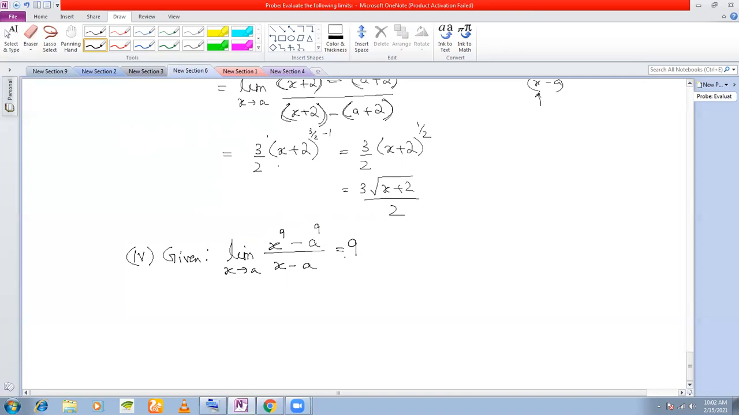Okay, so here this is the given limit, and you need to find out the value of a. Clearly, limit x tends to a of (x to the power of 9 minus a to the power of 9) by (x minus a) is a standard limit. Therefore, you can write this as n a to the power of n minus 1. So n is 9. 9 times a to the power of 9 minus 1 must be equal to 9. That means 9a to the power of 8 is equal to 9. That means a to the power of 8 must be equal to 1.